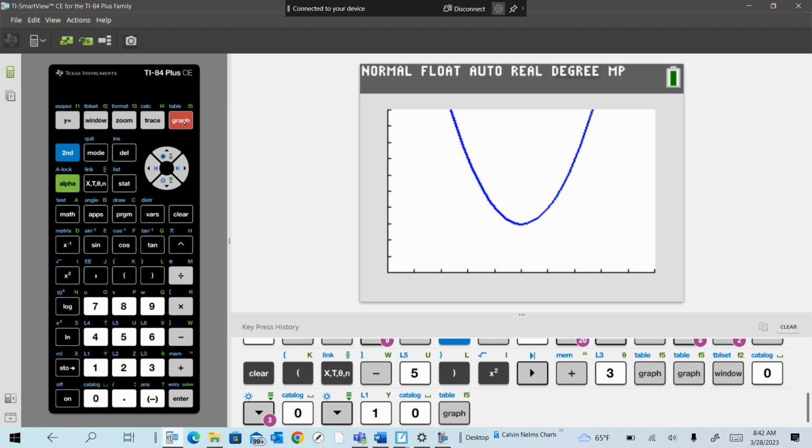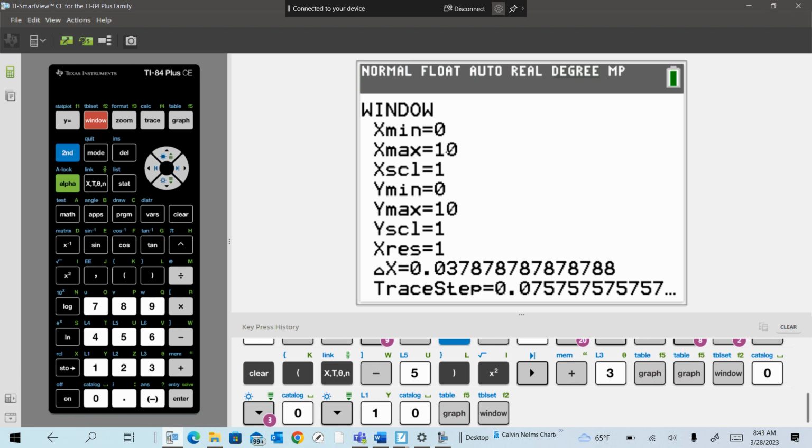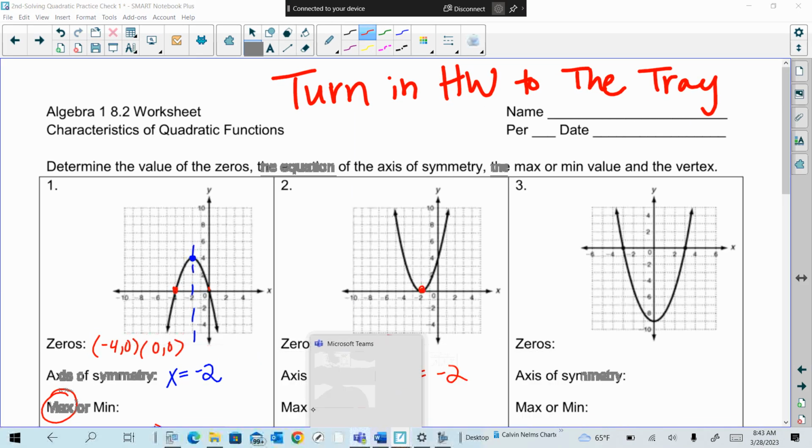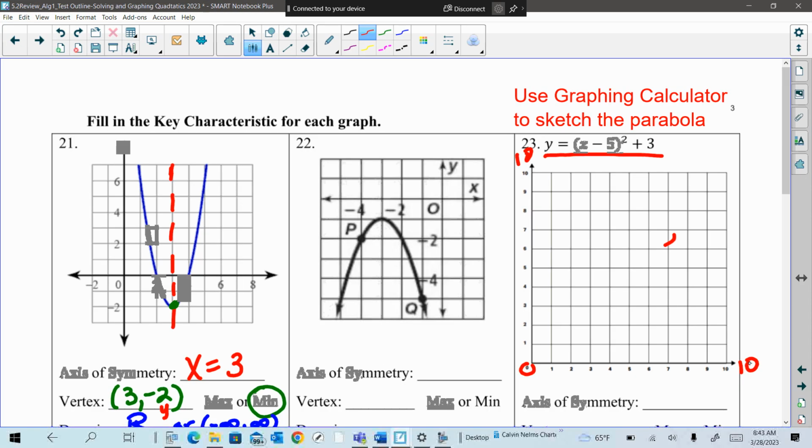Okay, so you go to window, we go 0 to 10. I got the zeros from looking at the axes right here. So it was 0 to 10 on, this is my X right here. This is my Y. So I just typed in those numbers, okay?